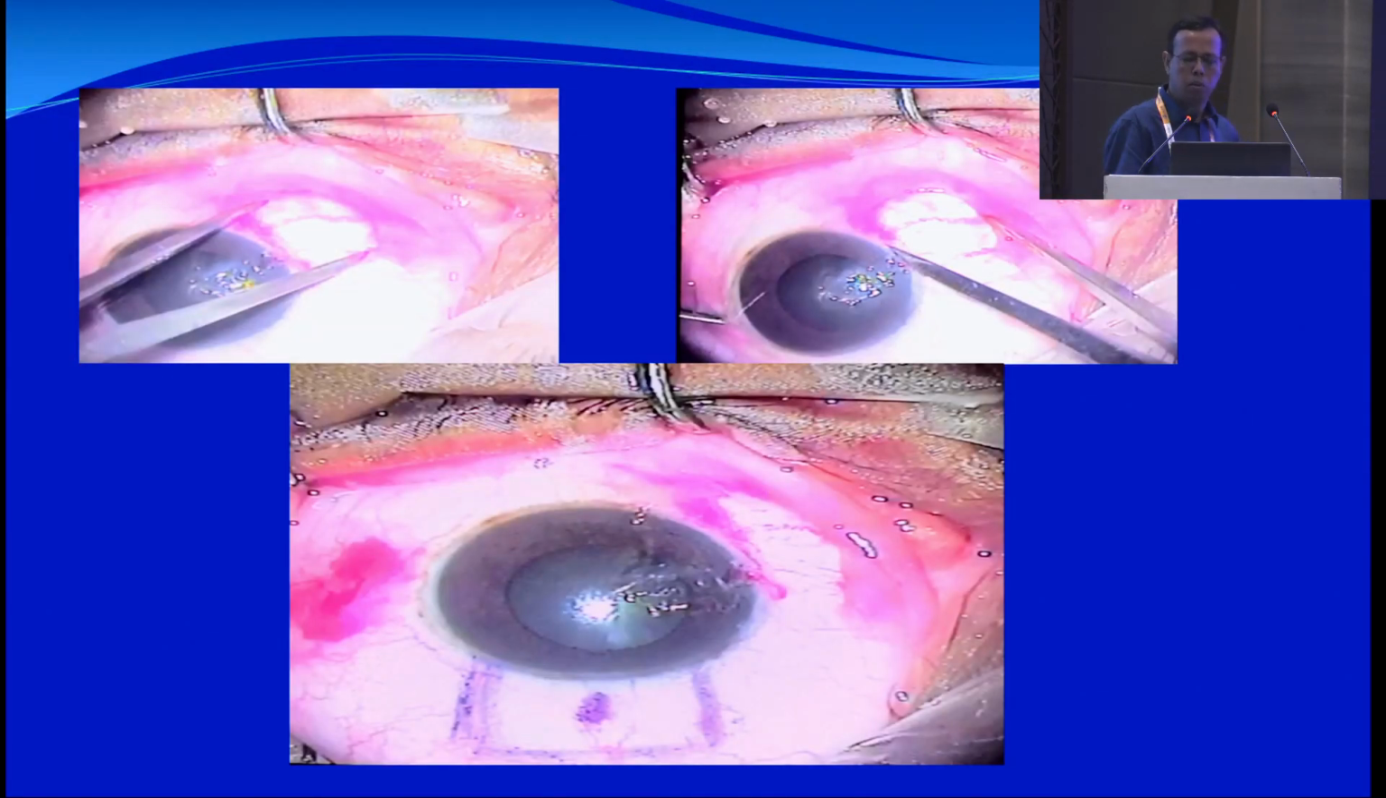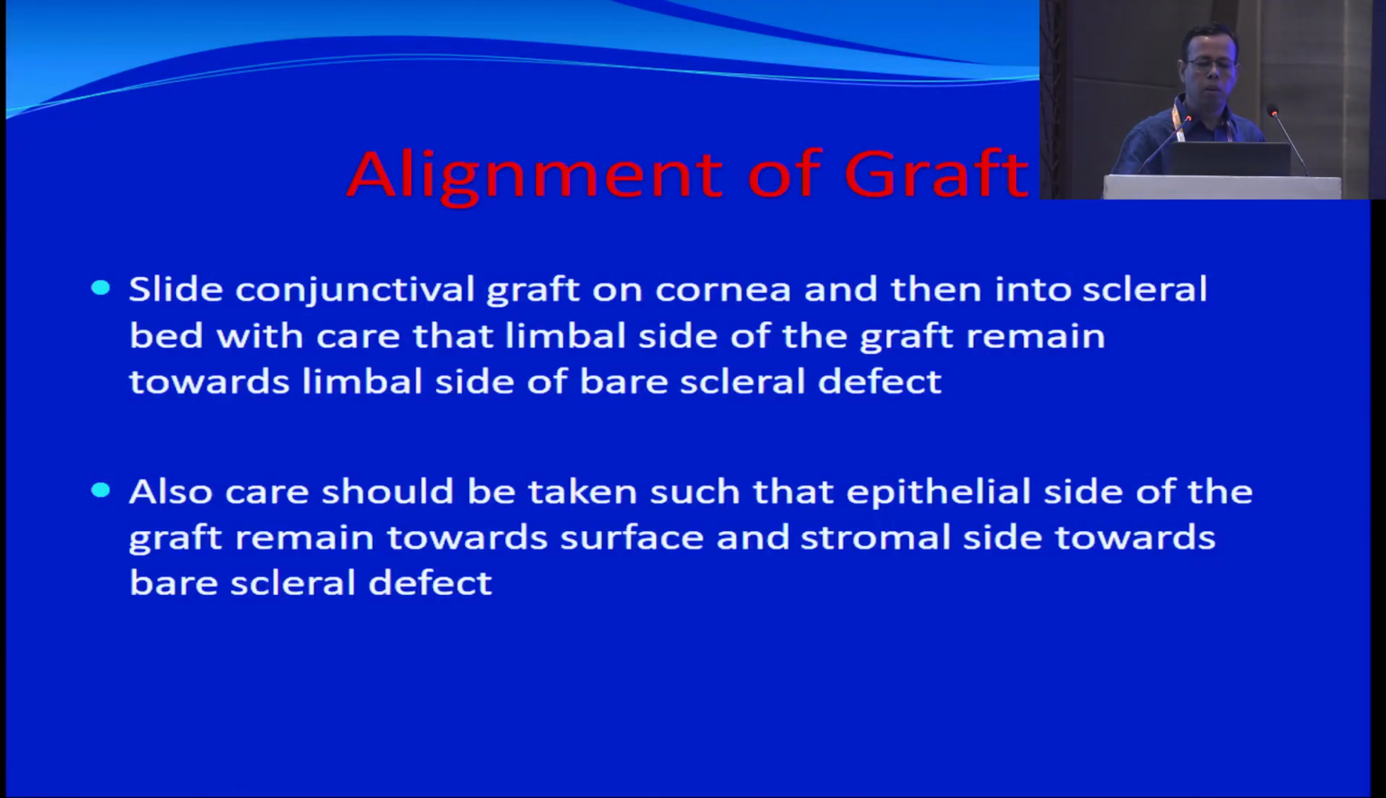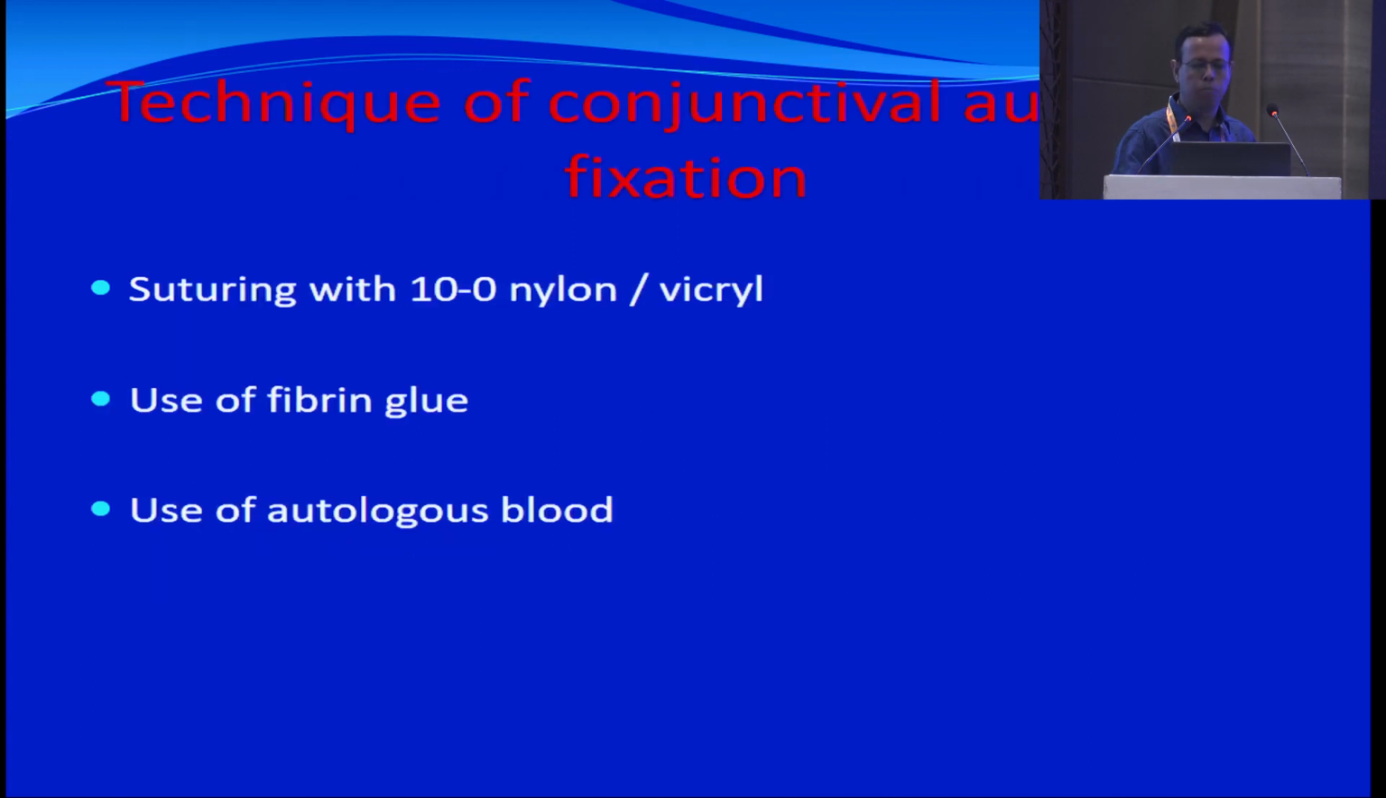So this is just to show the marking for the harvesting of the conjunctival autograft. We have to measure the length as well as the breadth of the defect, and also the central mark should be done to avoid confusion about the orientation, whether epithelial side is up or down. So alignment of the graft we have already discussed. We have to slide this conjunctival graft on the cornea and then onto the scleral bed with care that limbal side of the graft remains towards the limbal side, and also that epithelial side remains towards the surface.